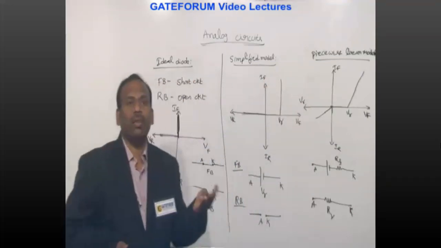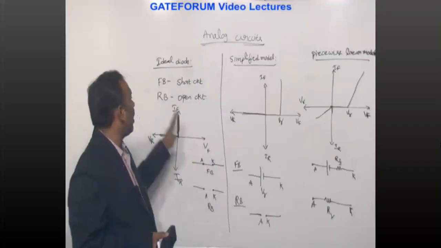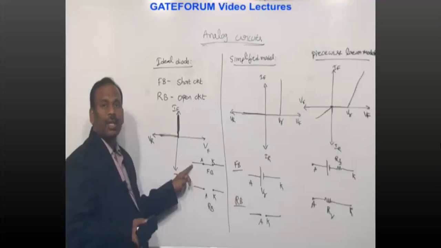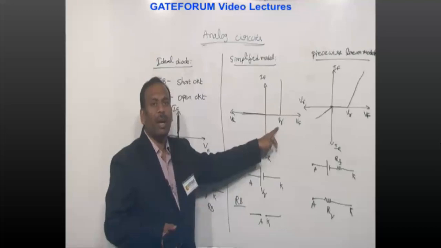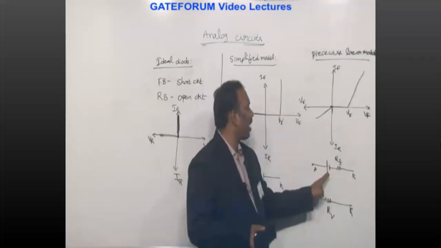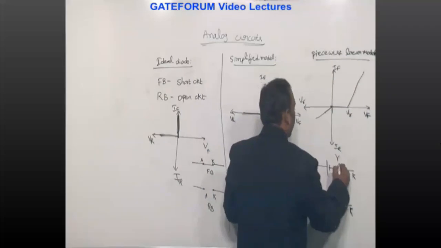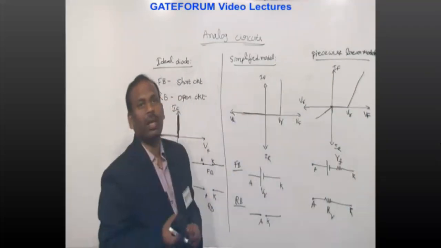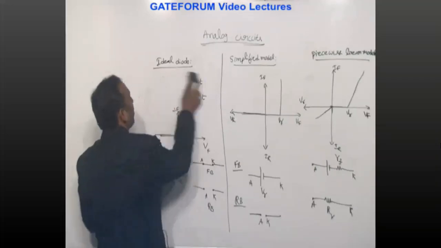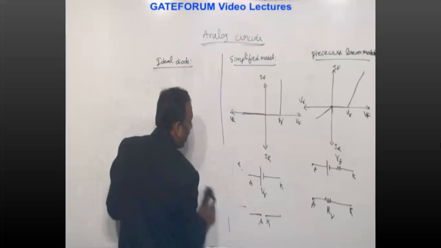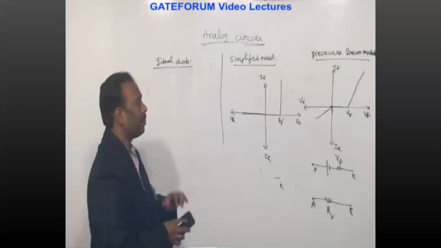And the practical characteristics, the original VI characteristics, I have shown exponentially increasing. These are the ideal diode: forward bias, short circuit, reverse bias, open circuit. Under the simplified model, we consider only V gamma. Under piecewise linear, we consider a diode resistance, and it is better to replace it like this, with diode resistance. I will explain what this RF diode resistance is. Clear? Next, this is about the VI characteristics of a diode.